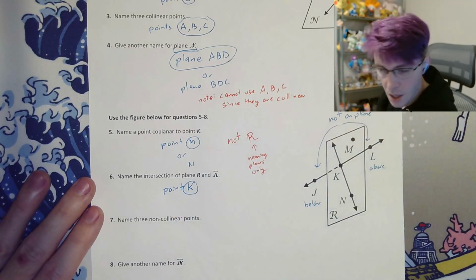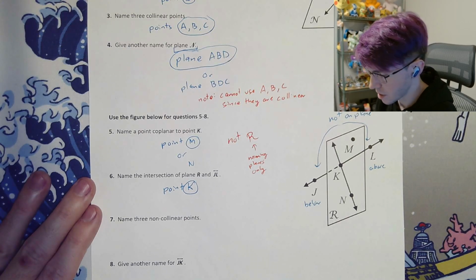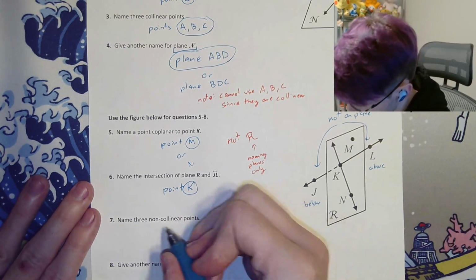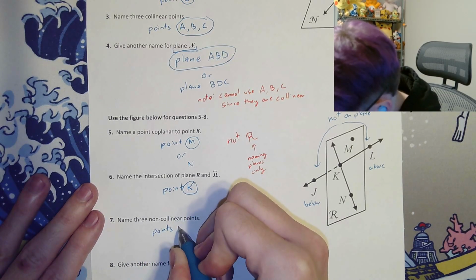There it is. Then number 7, name 3 non-collinear points. So again, any 3 points that are not on the same line. I think MKN is going to be a nice, easy way to do it. So let's just go ahead and say points M, K, N.